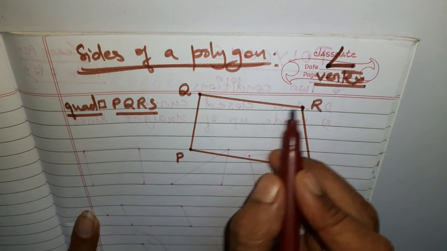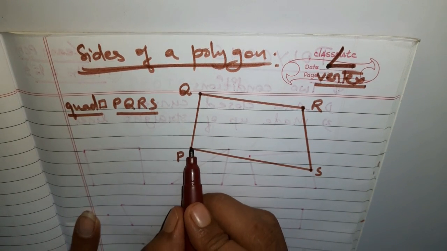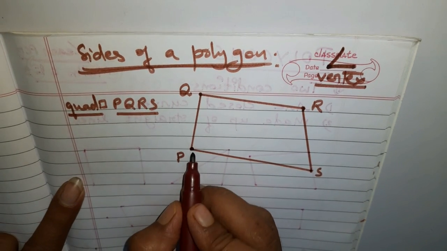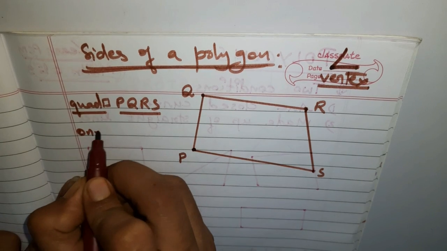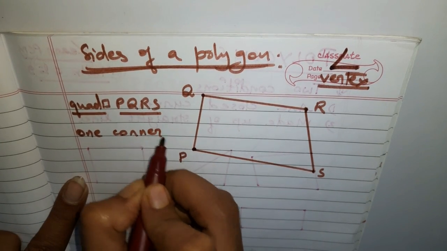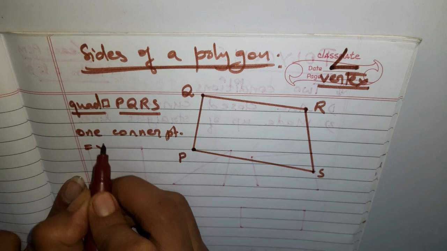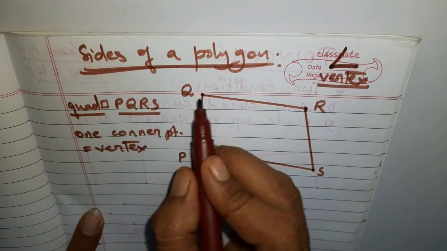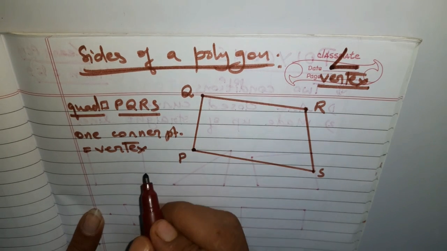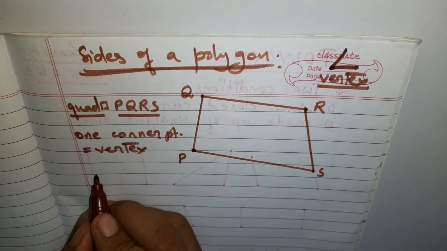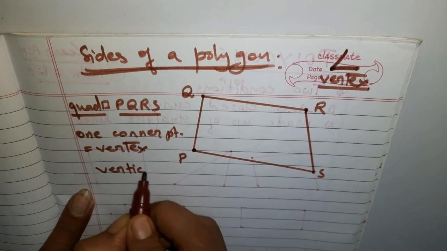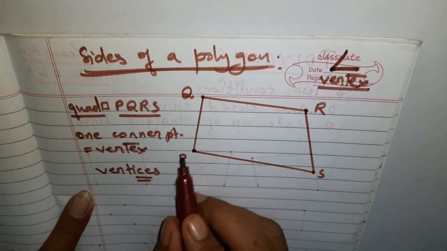How many vertices are there? Four. If I talk about this vertex, then it is single, and that is why if we talk about one corner point or one intersection point, we call it vertex. What do we say? Vertex. But when we talk about all the corner points or all the intersecting points, then we call it, in the plural form, vertices. So vertices is the plural form of vertex.